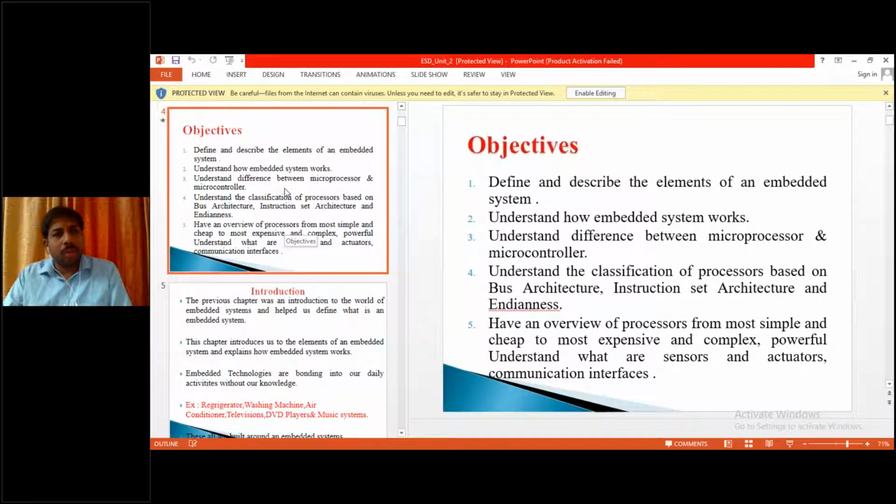So the objectives of this unit are elements of embedded system, how embedded system works, differentiating between microprocessor and microcontroller, and classification of the processor based upon the architecture, based upon endianness, based on the bus. So based on the bus, there is one classification like Harvard architecture and von Neumann architecture. Based upon the instruction set, it is RISC and CISC architecture. Based on the endianness, it is little endian and big endian. So then we are going to see the overview of the process from simple to the complex. And our topic today is sensors and actuators and communication interfaces.